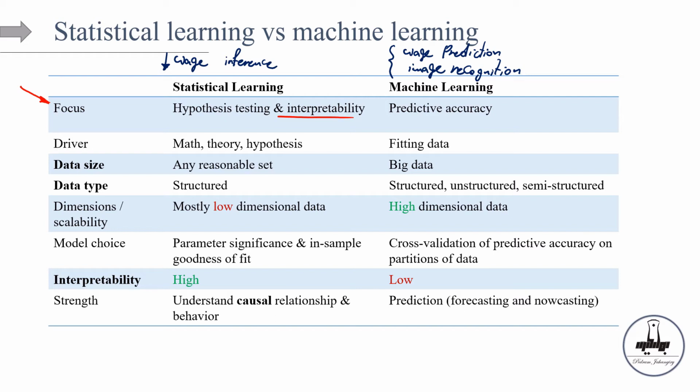In the machine learning world, we care about predictability, right? So what's the accuracy of the model? At the end of the day, we don't care about interpretability that much, right? It's not zero, but we don't care that much about interpretability.